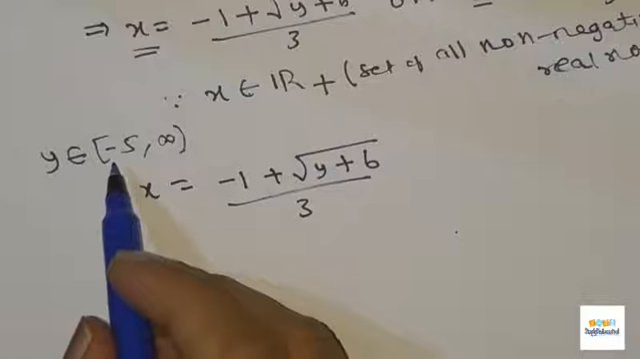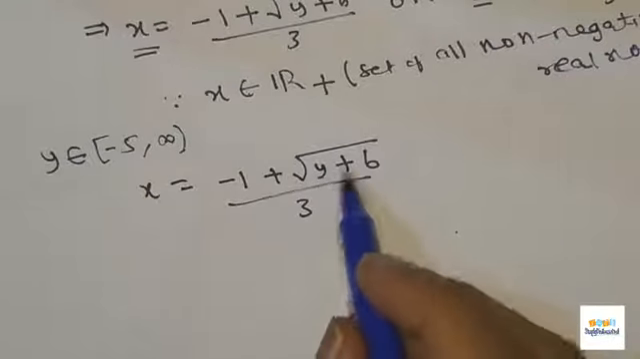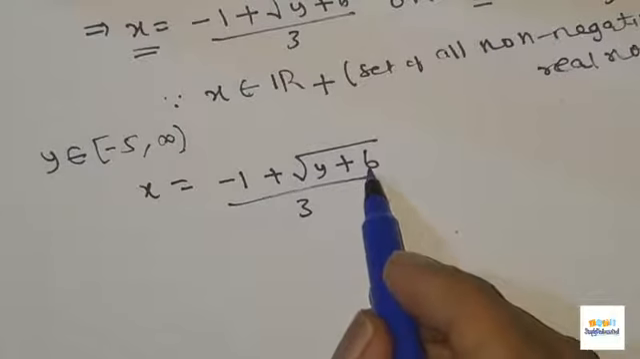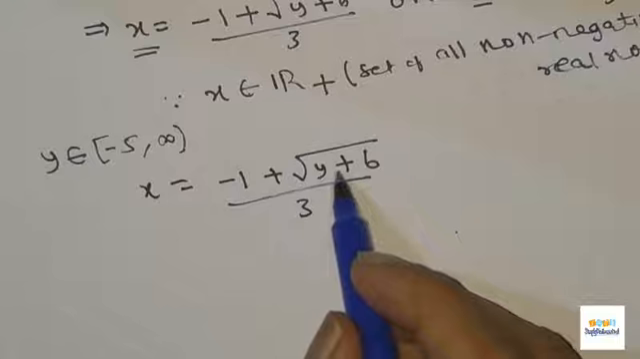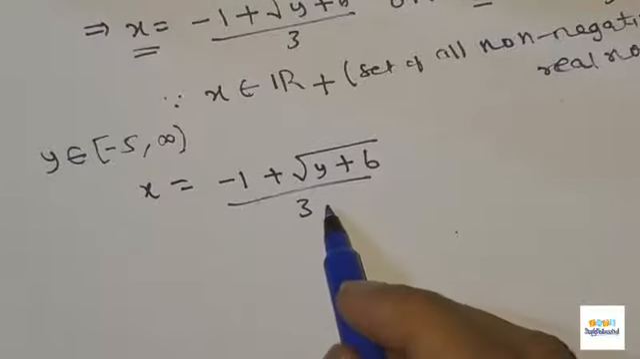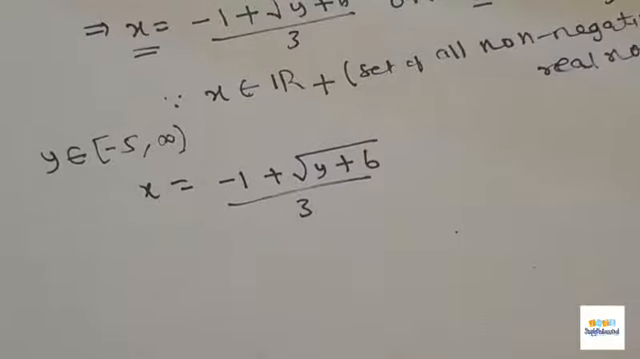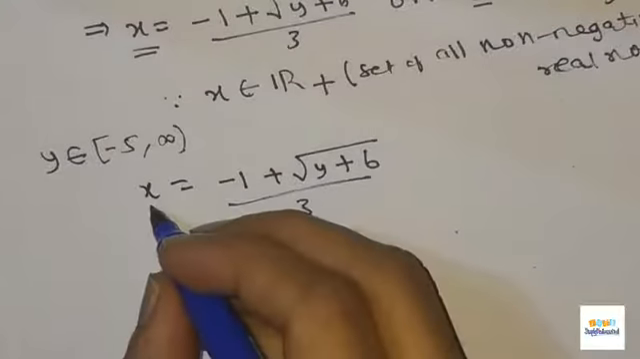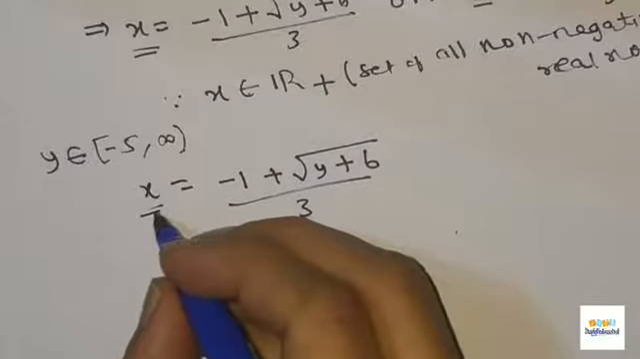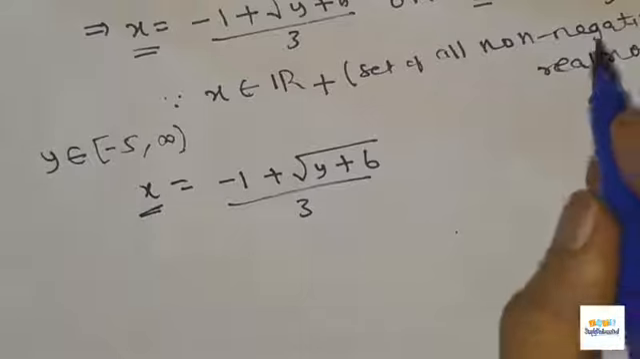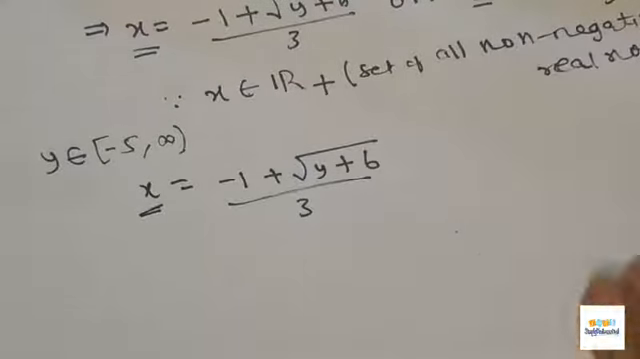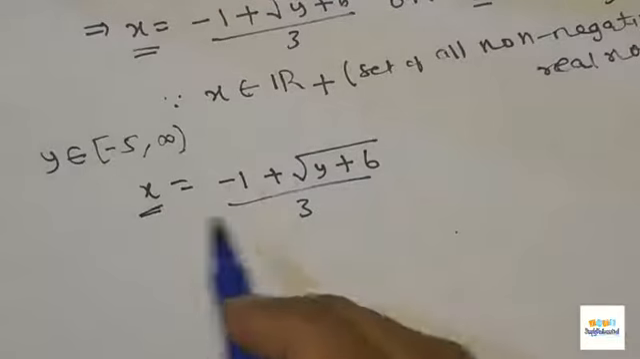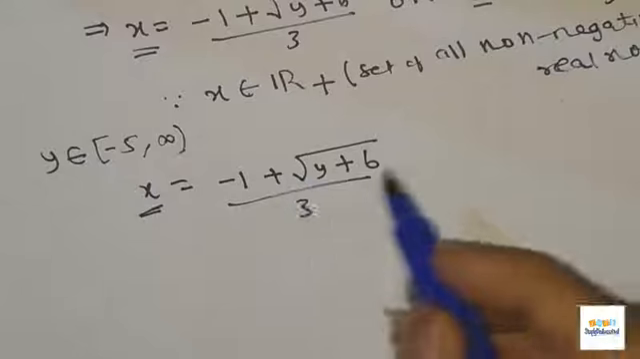So for example, if we take minus 5, you will get root of minus 5 plus 6, which is root of 1. 1 plus minus 1 will be 0, right? So x will be 0 here, and there is no problem because x belongs to R plus, which is the set of all non-negative real numbers. That means x can be 0 also, right? So for minus 5 there is no problem.